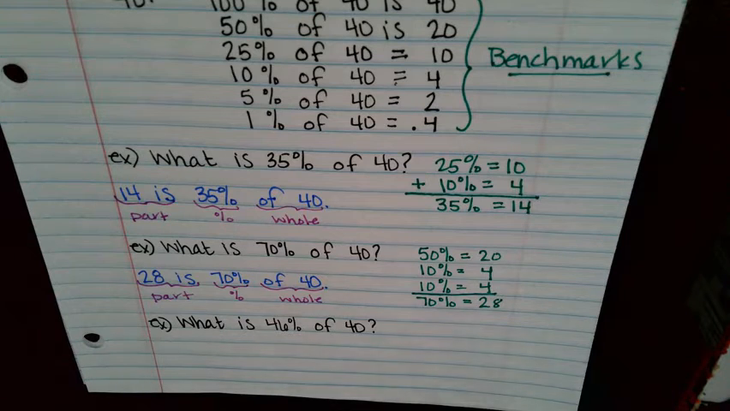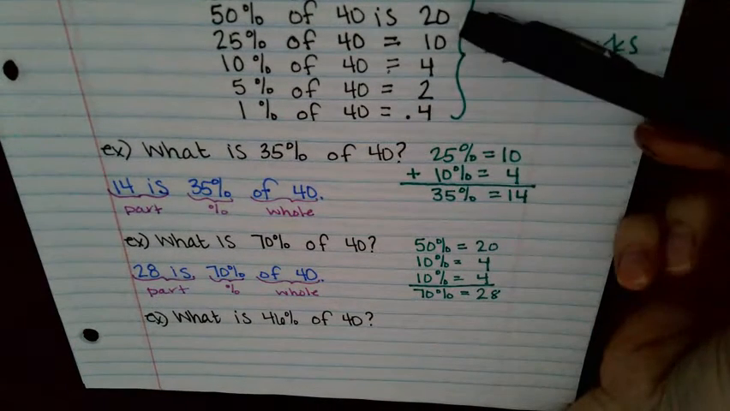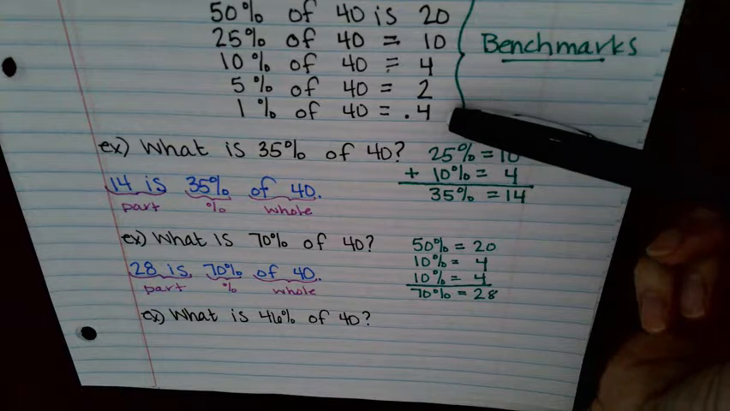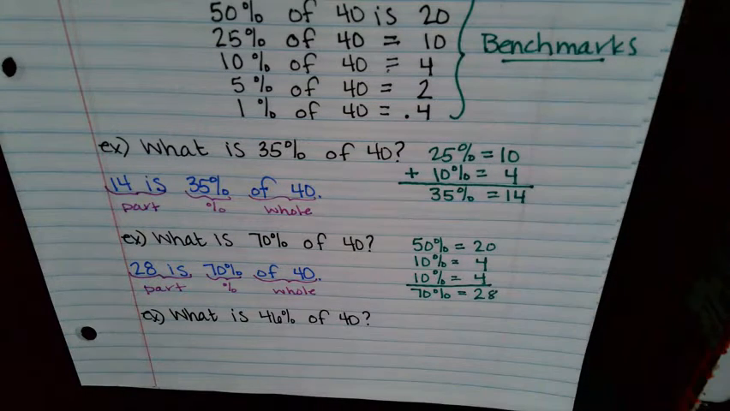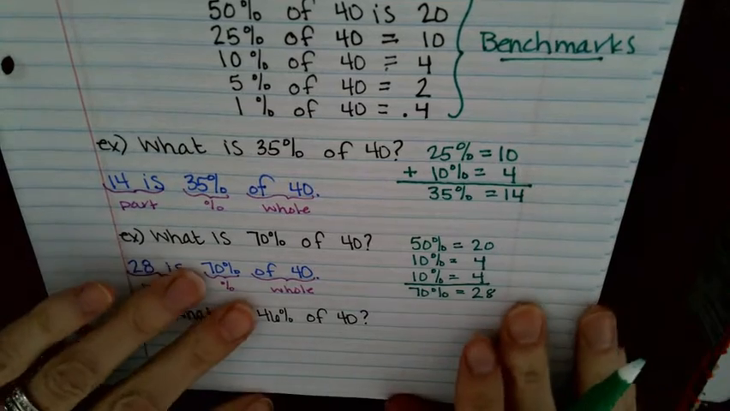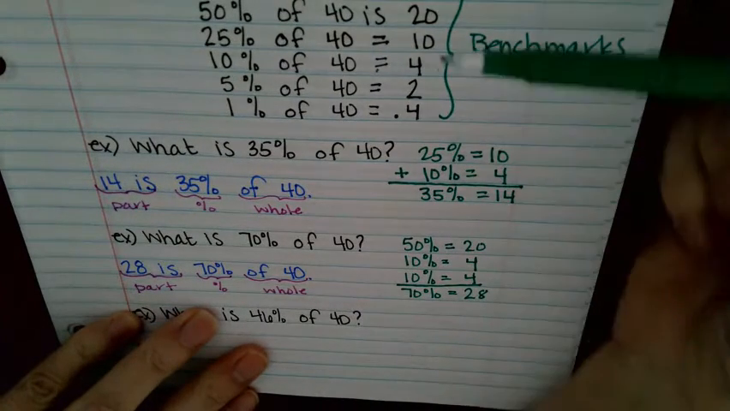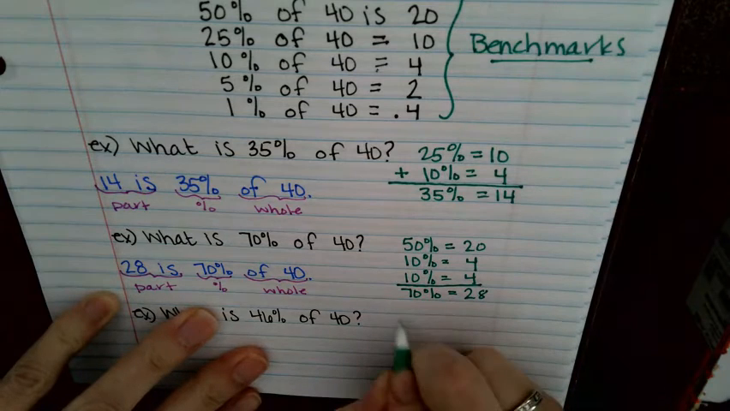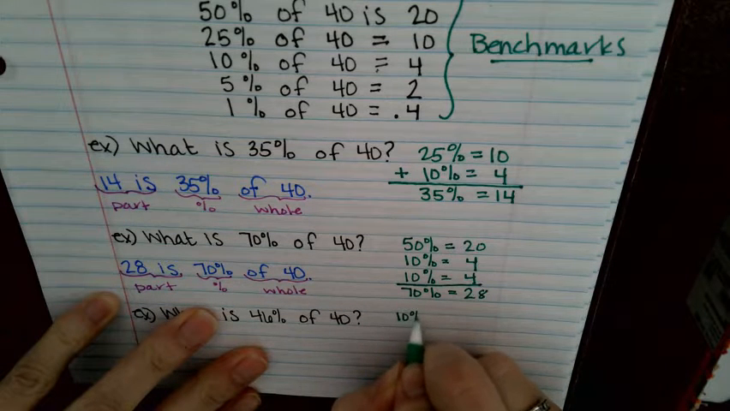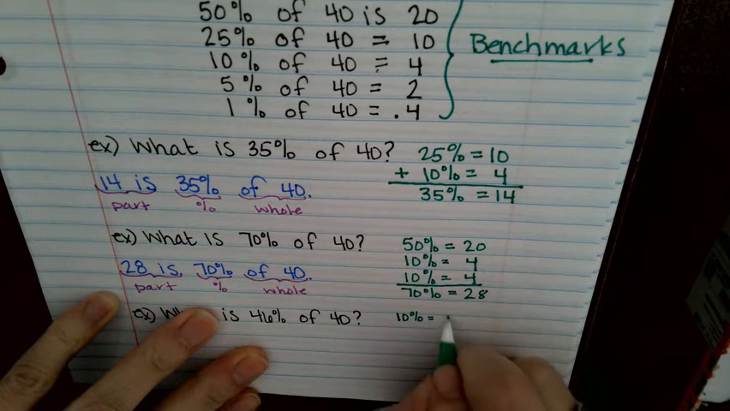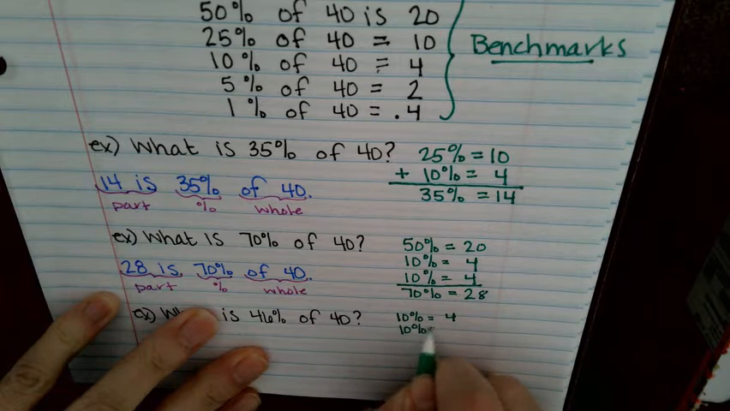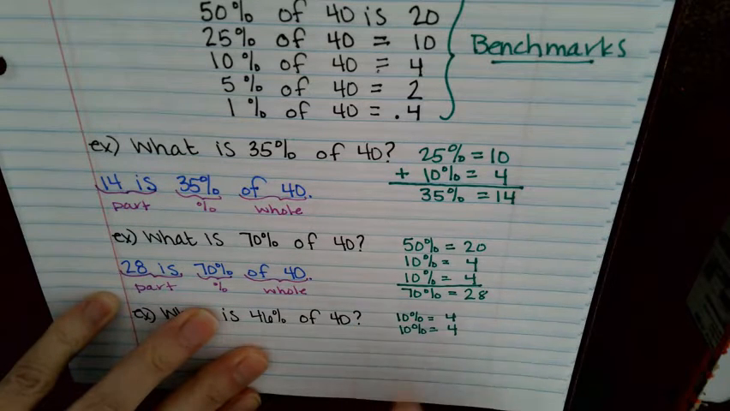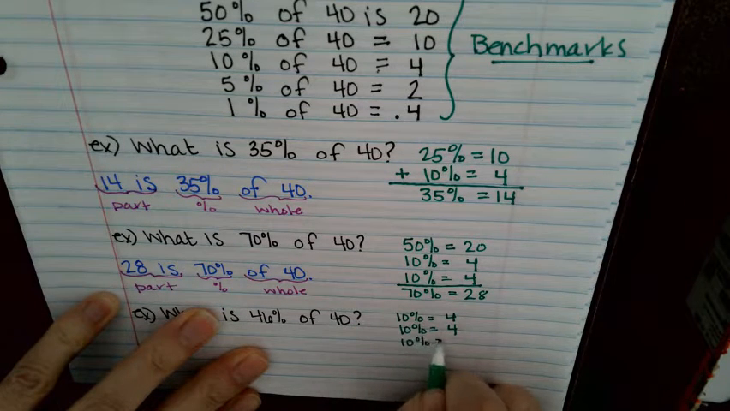And as a matter of fact, you could even use benchmark amounts and start with 50% and subtract 4 of those if you wanted to. Let's see, I'm going to do 10% 4 times. So I'm going to have to squeeze these in here. 10% equals 4. 10% equals 4. Now, if I'm going to do 46, I need 4 of these. 10% equals 4. 10% equals 4.